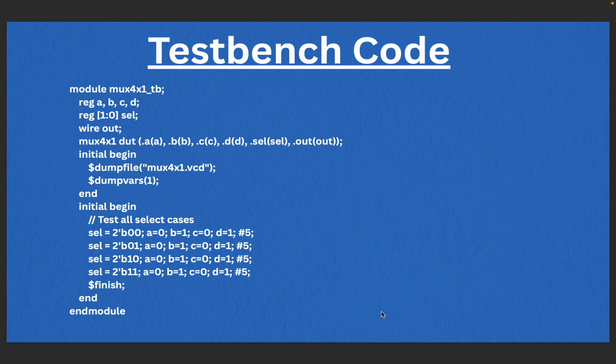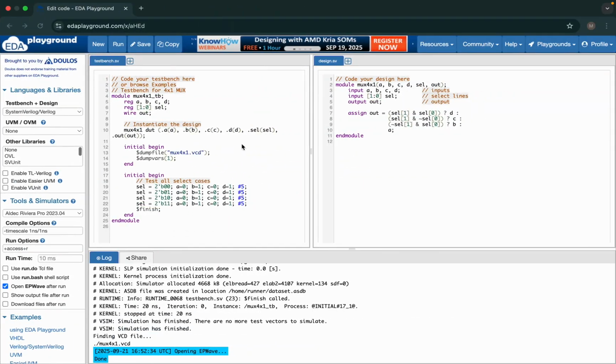Inside the initial block, we define the test sequence. $dumpfile tells the simulator to save the simulation data. $dumpvars specifies which variables to save. 1 means all variables in the current scope. The second initial block applies the test patterns. Finally, $finish ends the simulation. When we run this, the simulator generates a waveform file that we can verify to see if our multiplexer works perfectly according to the truth table. Now let's see the waveform.